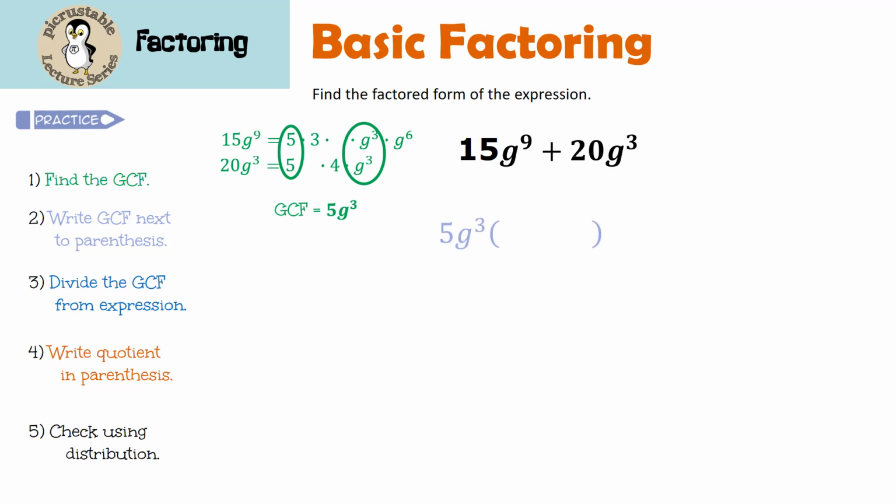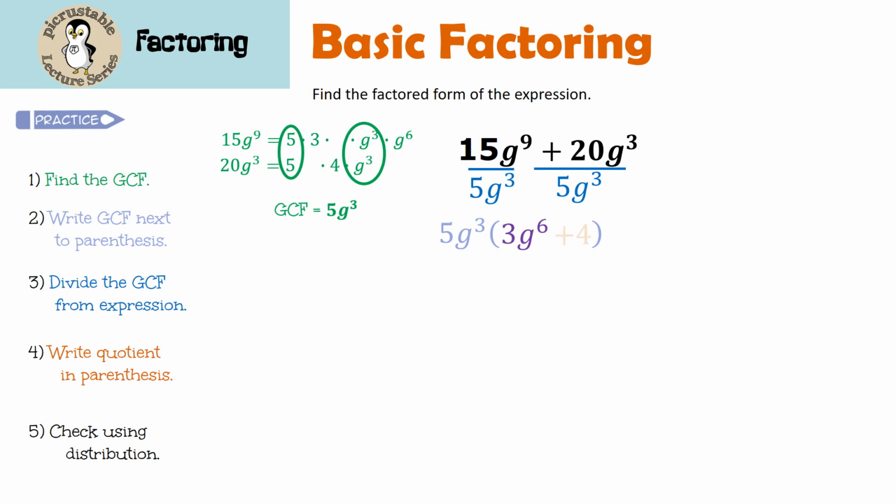We're going to write that next to the parentheses, and now we're going to divide each term in the expression by the greatest common factor. 15g to the 9th divided by 5g to the 3rd. Remember, 15 divided by 5 is 3, and when we divide exponents, we subtract. We're going to do it to the next term.